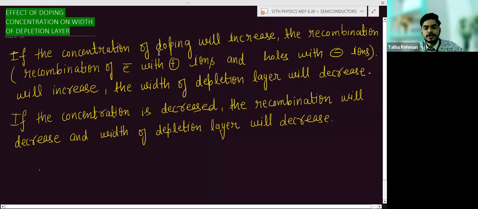If the concentration of doping increases, the recombination of electrons with positive ions and holes will increase, and the width of the depletion layer will decrease. If the concentration is decreased, the recombination will decrease and the width of the depletion layer will increase.